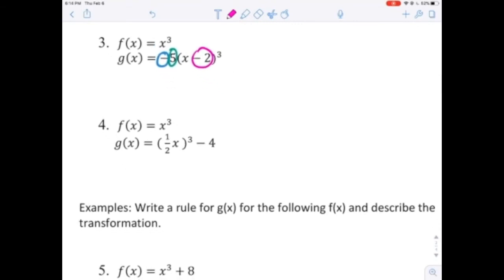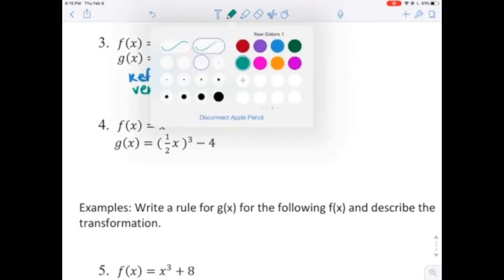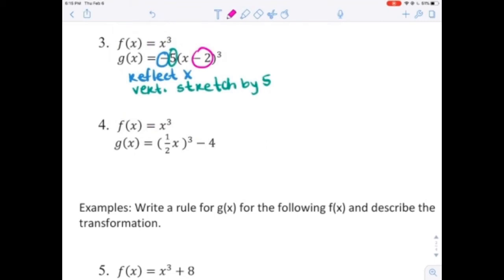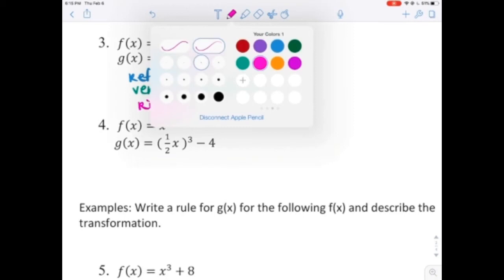So right here, I'm going to say that this negative sign, the one I circled in blue, reflects about the x-axis. And then the 5 is a vertical stretch. So it's stretching up toward the vertical axis, the y-axis. And that's by a factor of 5. And then finally that -2 on the inside, remember that's going to move us to the right by 2, kind of the opposite of what you might think. Okay, let's look at one more, and then we're going to talk about going the other way.